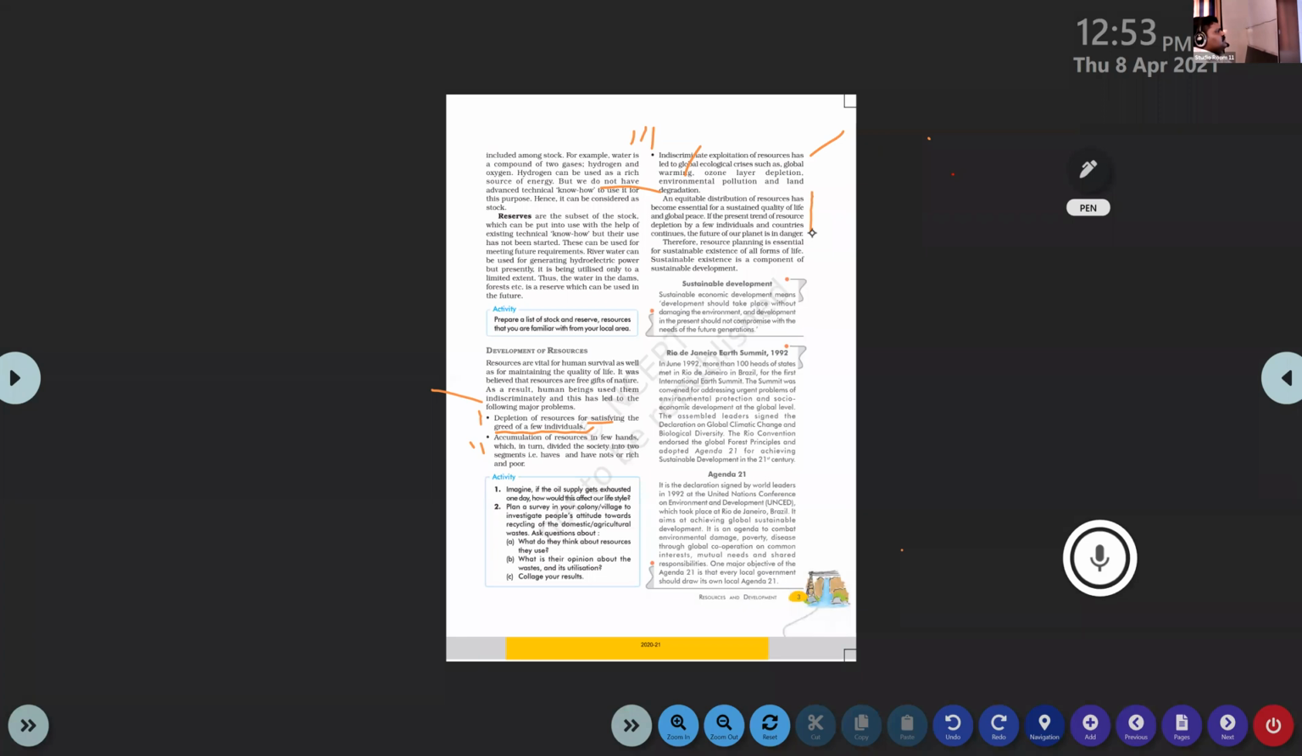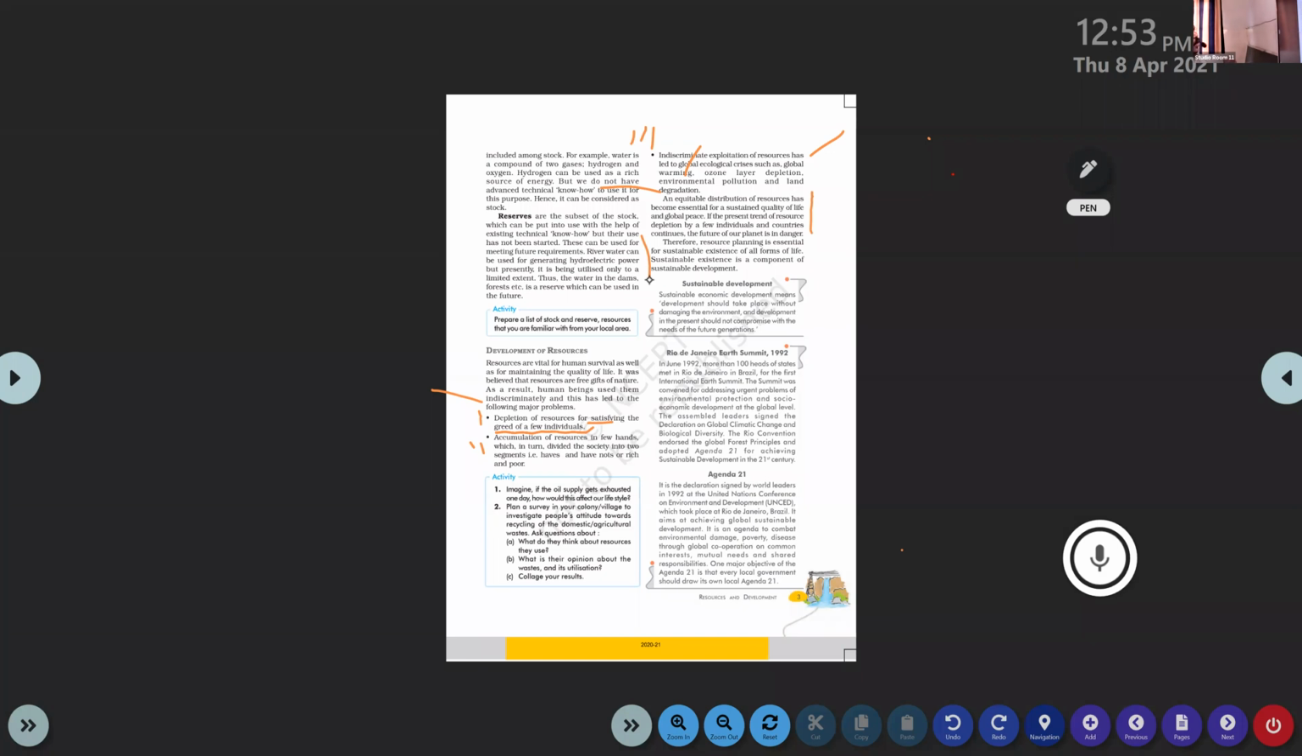Okay, therefore, resource planning is essential for the sustainable existence of all forms of life. Sustainable existence is a component of sustainable development. So underline that. We need resource planning. What do you mean, resource planning?